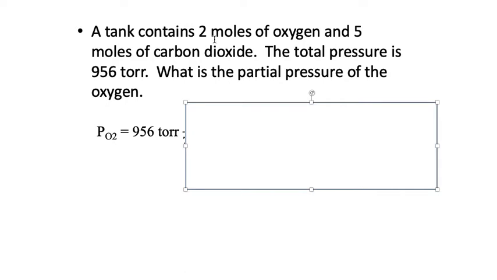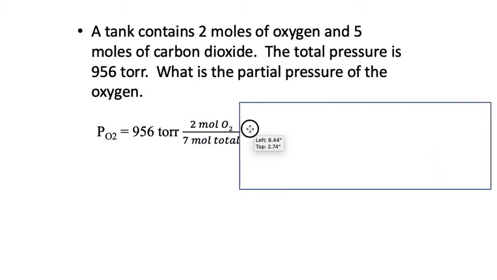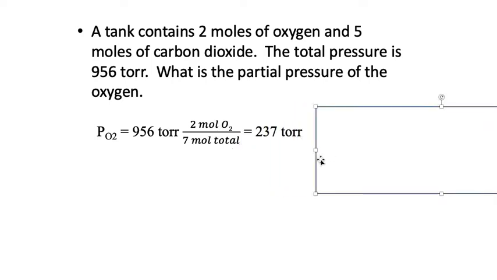We also know that there are 2 moles of oxygen and 5 moles of carbon dioxide. So we can calculate the mole fraction, and we know that 2 out of every 7 particles are oxygen. We're getting the 7 just by adding up the total number of moles, 2 moles of oxygen plus 5 moles of carbon dioxide, so we have 7 moles of gas total. Since 2 out of every 7 particles are oxygen, then 2/7 of the pressure should be coming from the oxygen. And so we're just multiplying the total pressure by 2/7. That's the mole fraction of oxygen. And we get the partial pressure of the oxygen.